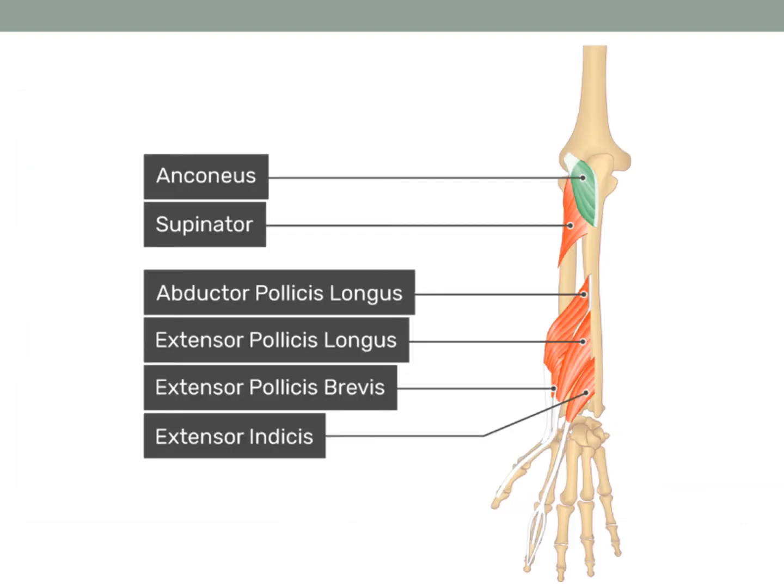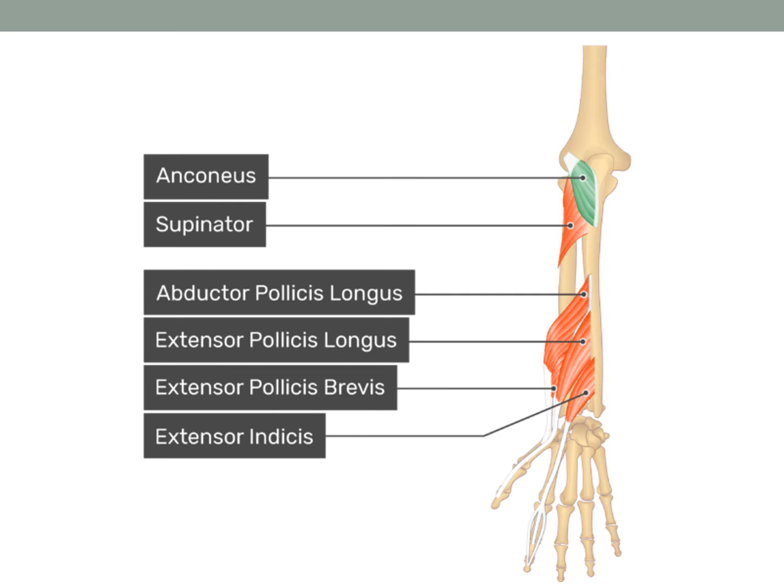We're going to cover a few of these muscles, and we're going to start with the anconeus, which is highlighted in the green. That action extends the elbow, and it also helps with pronation. The origin of the anconeus is the lateral epicondyle of the humerus, and the insertion is the olecranon and posterior surface of the ulna.